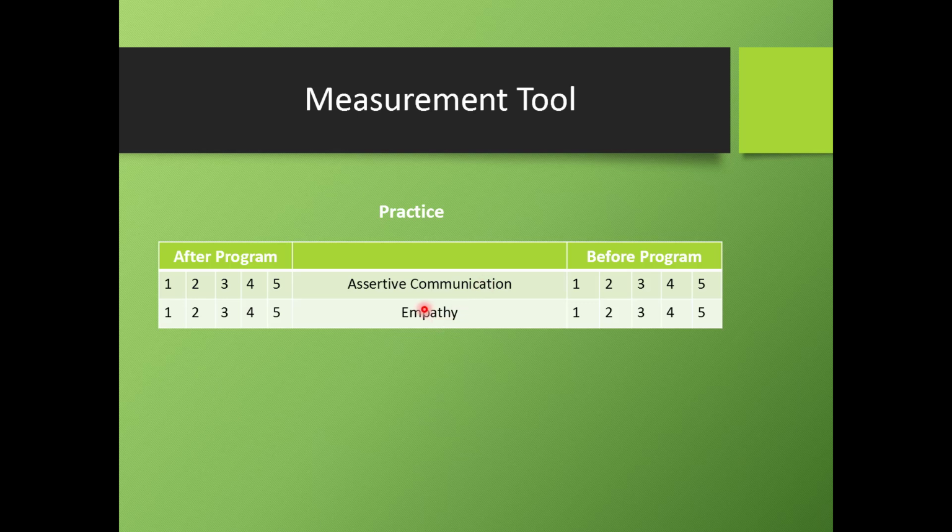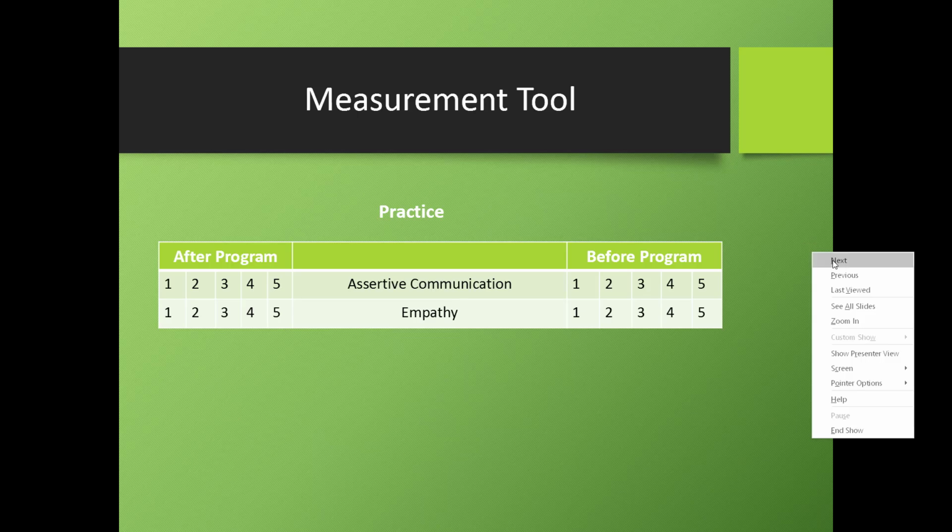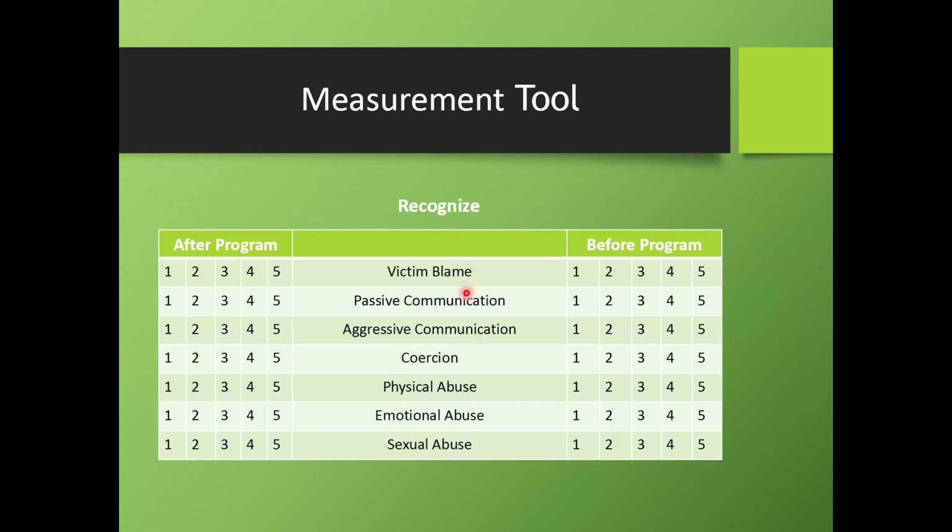And this is practice: assertive communication and empathy. You can see that. And then finally, recognizing victim blaming, passive communication, coercion, similar content areas that we saw in understanding and practicing. So pretty cool. The content is interesting. Some of you who are working with empowerment of especially young ladies might be interested in it.